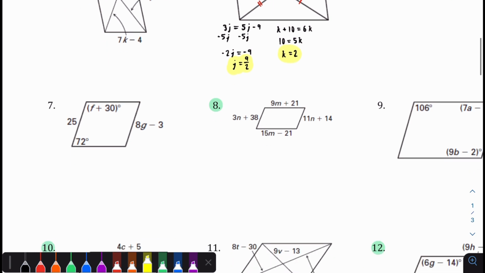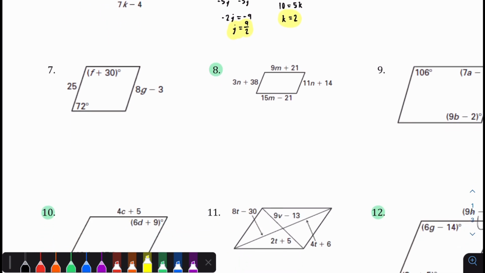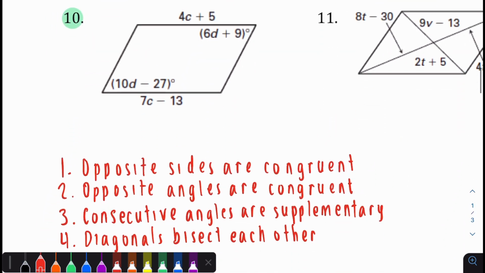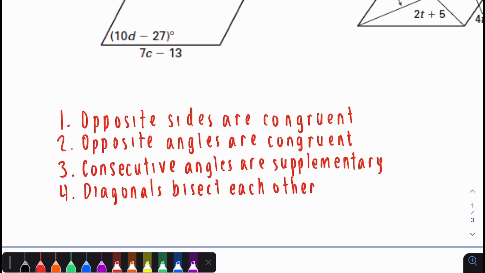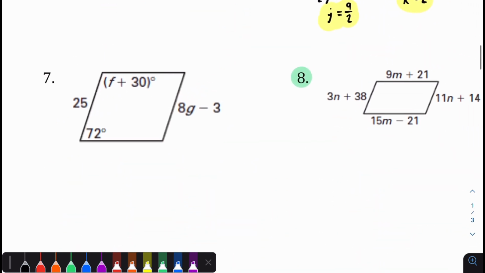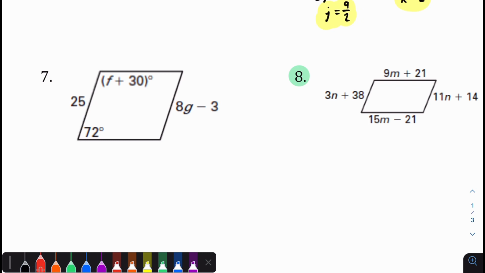Number 7. Number 7, I've got both opposite sides and consecutive angles. So there's two properties I'm going to use. So I'm going to use number 1 again, and I'm going to use property 3. So I'll denote that with 1 and 3.